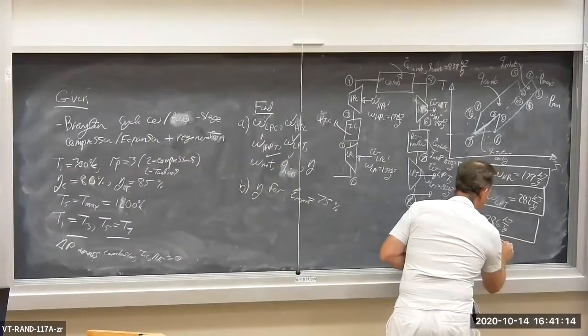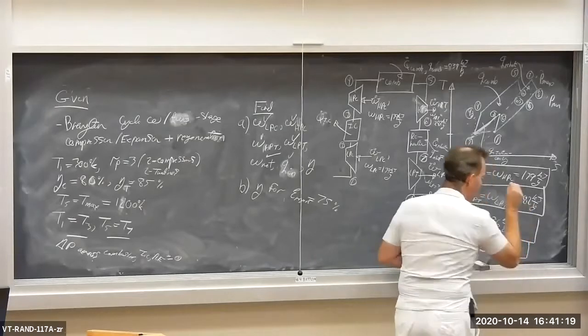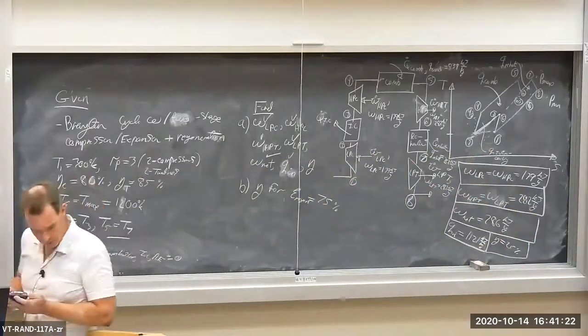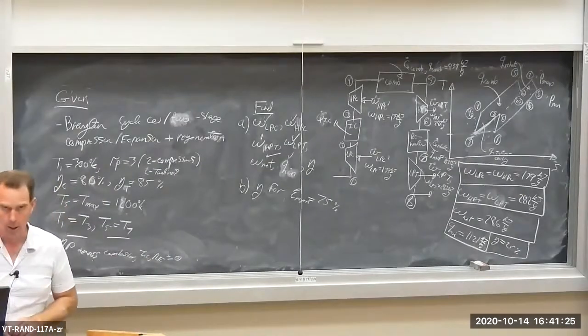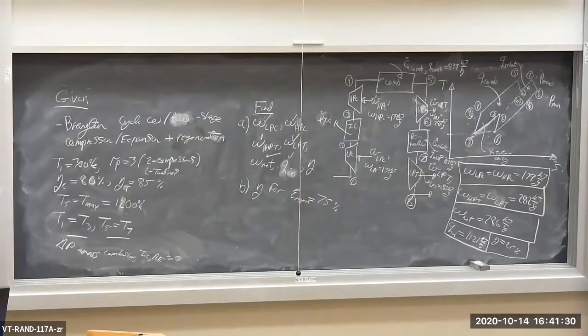So eta equals 25%. Running out of space. Not too hot. Only a quarter of the energy consumed by this Brayton cycle, only a quarter of it, released by burning the fuel, is turned into usable shaft work of some kind. Okay, let's see if we can increase this.